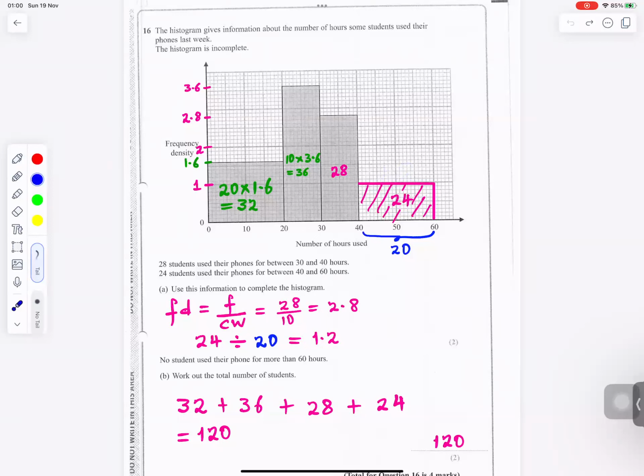Now work out the total number of students for part B, for more than 60 hours. So we add 32. How do we get that? You multiply the length times the width. That's the area of that rectangle. So 20 times 1.6 gives you 32. Find the area there, 10 times 3.6 gives you 36. This one is 28, and this one is 24, 20 times 1.2. And you add them up, it gives you 120.